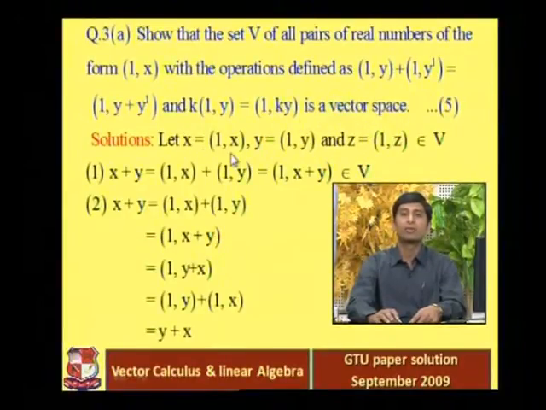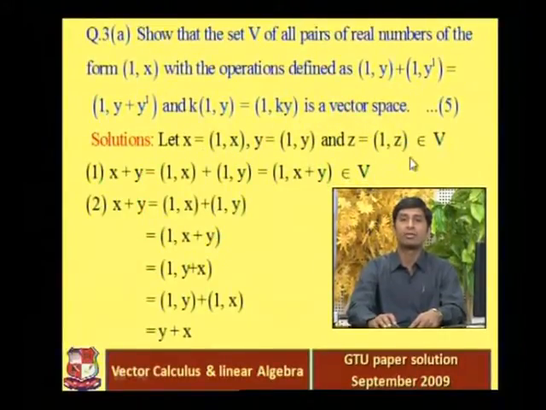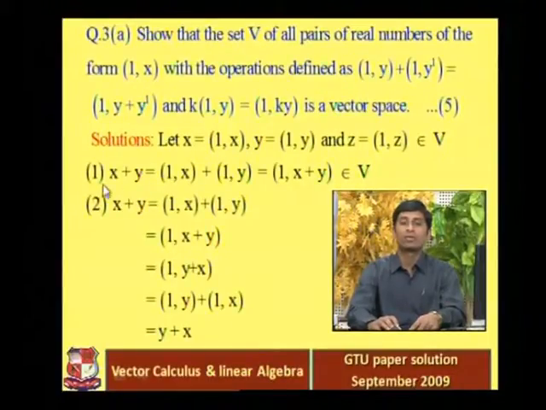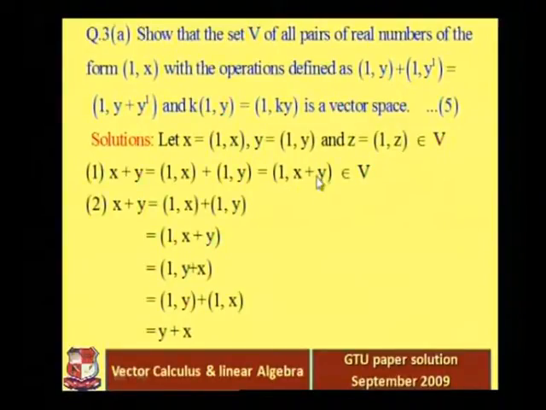So let x = (1, x), y = (1, y) and z = (1, z) belong to V. We are trying to prove first of all closedness, that is x + y = (1, x) + (1, y) = (1, x + y). Now x + y belongs to V. Why? Because the first coordinate is 1 and the second coordinate is any real number. Because x is a real number and y is a real number, the addition of two real numbers is also a real number, so x + y belongs to V.